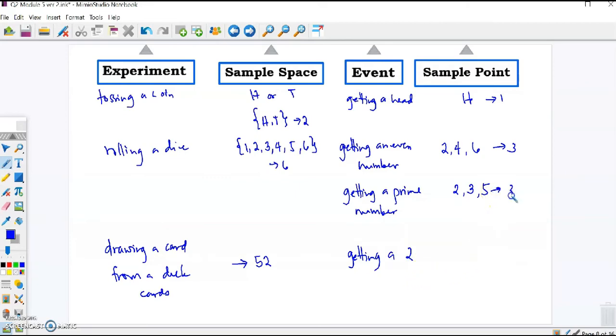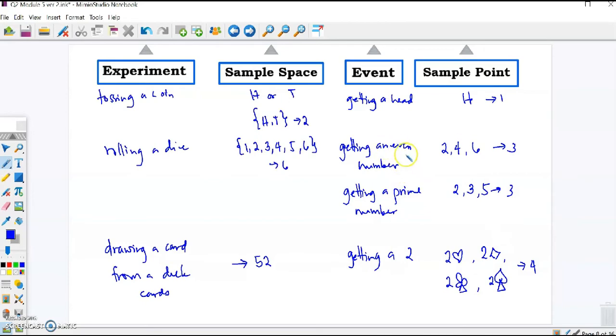Here I have 2 of hearts, 2 of diamonds, 2 of clubs, and then 2 of spades. Wow, okay. So how many? I have 4 items in the sample points. But again, these are from the sample space. So I hope you can differentiate an experiment and an event, and a sample space and a sample point.